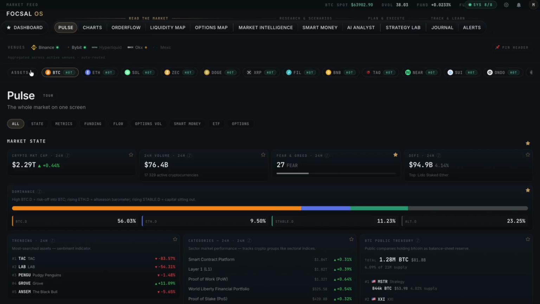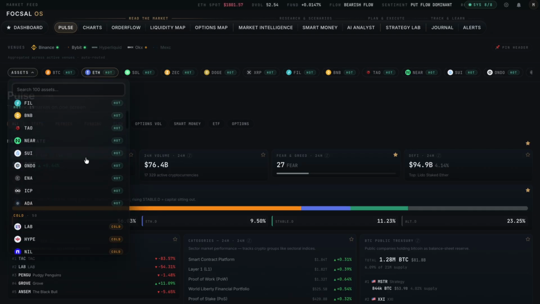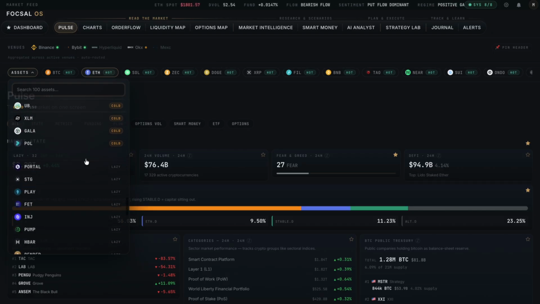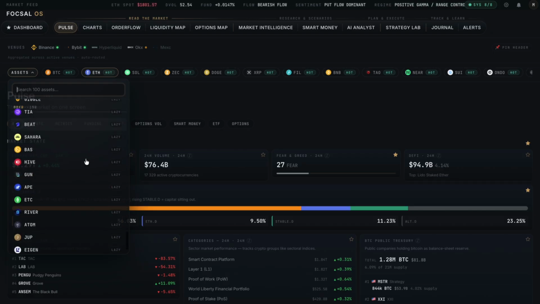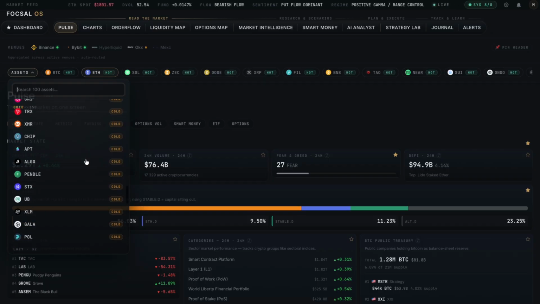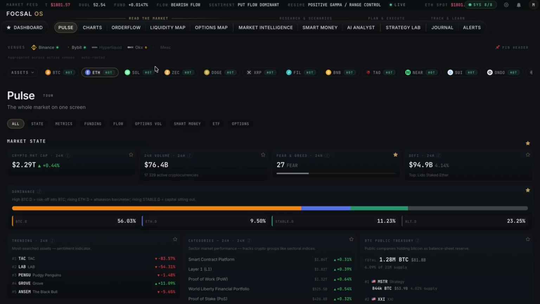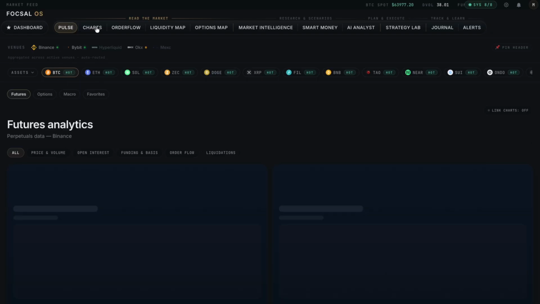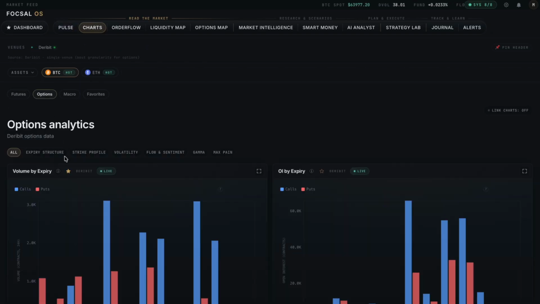Below, we have the assets. FOCSAL supports 100 coins, grouped by volume and turnover, hot, cold, and lazy. That grouping only reflects how much activity a coin has. Importantly, every asset is streamed, and every asset can be analyzed, including the lazy group. Nothing is locked. You click an asset and the whole system switches to it. From that point, every module analyzes that coin. For options, we focus on the option-bearing assets, mainly Bitcoin and Ethereum.